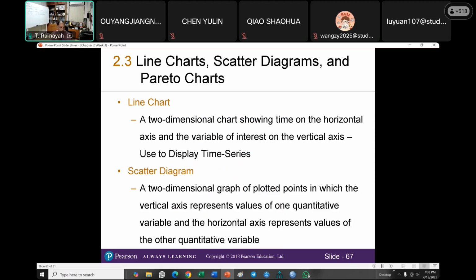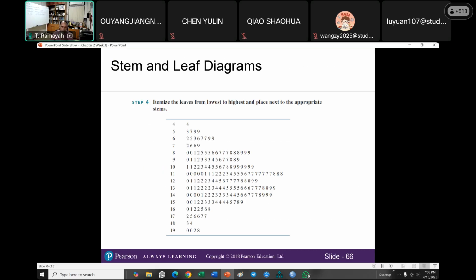Other charts that are also used for presentation are the line chart, the scatter diagram, and the Pareto chart. Stem and leaf you can do with SPSS and Excel. We usually don't do this manually. Maybe in your undergraduate you will do this.